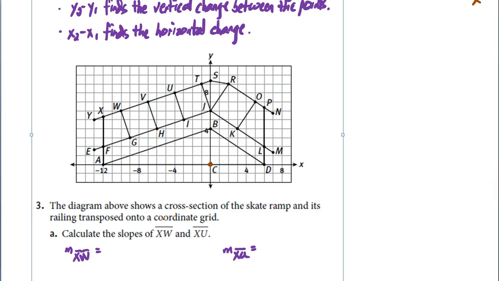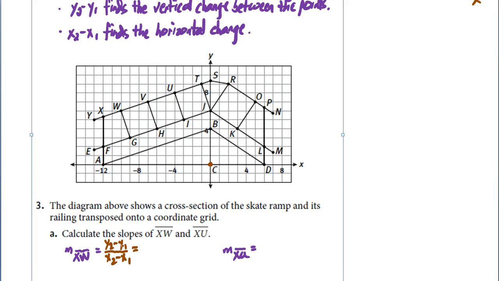The diagram above shows a cross section of the skate ramp and its railing transposed onto a coordinate grid. Calculate the slopes of segment XW and segment XU. So the letter M is the word slope. I'm writing a small XW as a subscript. This means find the slope of segment XW. It's a way to write what you're finding the slope of. To find this slope, let's use our slope formula. It's y2 minus y1 divided by x2 minus x1.